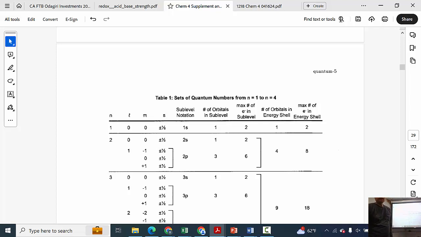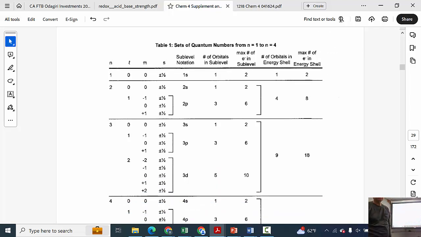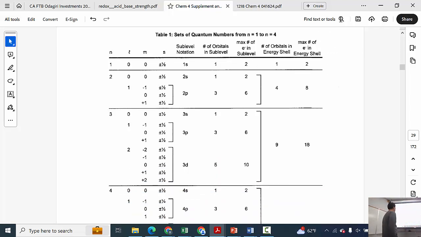When I go to n equals 3, I end up with three possible L values. That is, I could have 0, 1, or 2. 2 is the max because the max is n minus 1, and 3 minus 1 is 2. So this is going to be a spherical shape, this is going to be a figure 8 shape, and this is going to be like a 4-leaf clover shape.